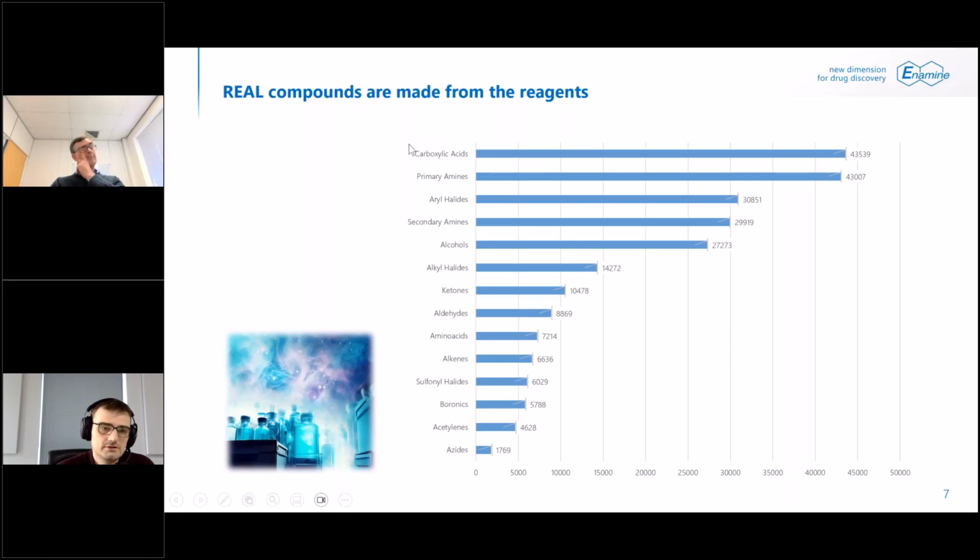As you can see, we have a lot of carboxylic acids and amines, primary and secondary, and that's one of the reasons why we have so many amides, because we just have a lot of reagents, but the reaction is also quite successful. But we also have a lot of other chemical classes, like aryl halides for arylation, alkyl halides for alkylation, and so on, many of them. You can see the distribution of the building blocks by chemical class, which we have in stock at the moment.